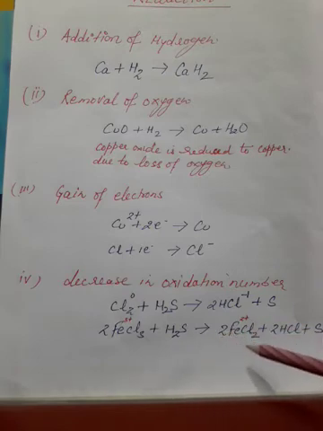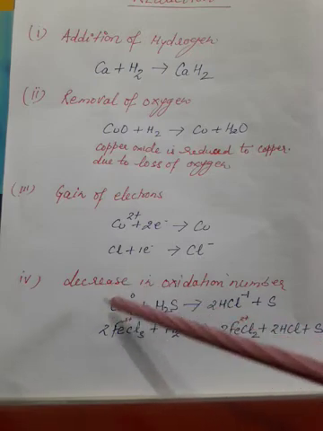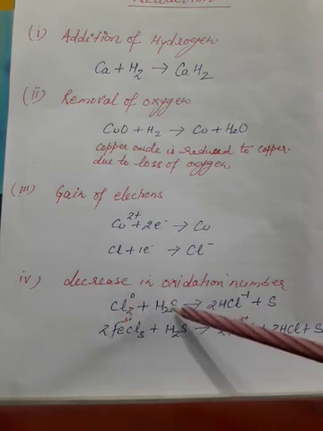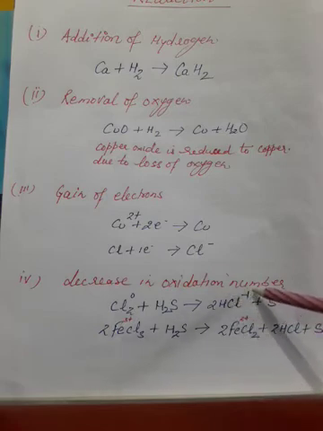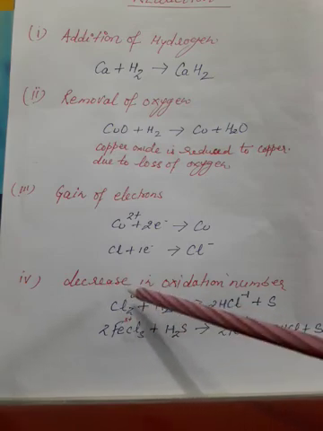Reduction process, okay. Here also you can see chlorine, a chlorine molecule, no charge over the molecule. When it reacts with hydrogen sulfide, it will form hydrogen chloride plus sulfur. So just see, what is the charge over chlorine here? -1. And here, what is the charge over chlorine? 0, molecule, no charge over chlorine.